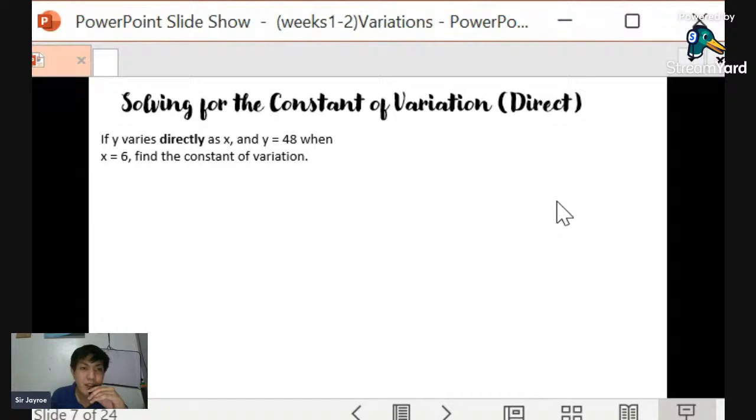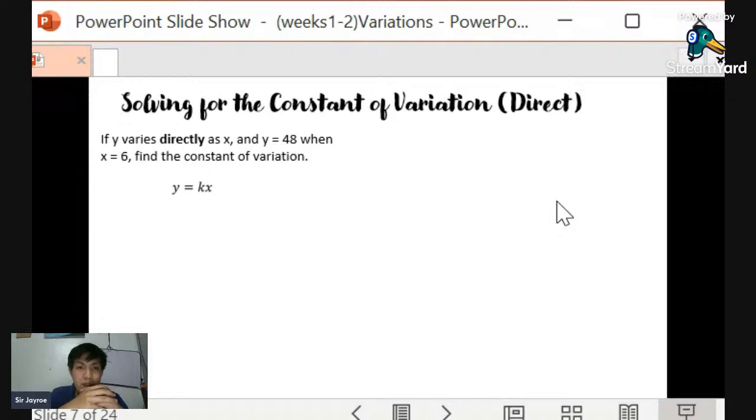Okay? So the statement here is y varies directly as x. Very simple. Nauna ang y and then sumunod yung x. So the equation for this is y is equal to kx. Okay? So you have to write the equation. Y varies directly as x. Y is equal to kx. Very simple. So ano na ang kasunod natin gagawin once we are done writing the equation?